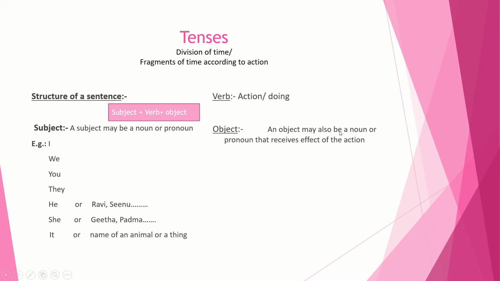An object may also be a noun or pronoun that receives effect of the action. So effect of the action. It is also a noun or pronoun that receives effect of the action. So ఇక్కడ ఆబ్జెక్ట్ అంటే ఏంటి? ఇది కూడా నౌన్ కావచ్చు, ప్రనౌన్ కావచ్చు. కాకపోతే పని ప్రభావాన్ని ఏదైతే ఏ ఆబ్జెక్ట్, ఏ నౌన్ కానీ ఏ ప్రనౌన్ అయితే రిసీవ్ చేసుకుంటుందో అదే ఇక్కడ ఆబ్జెక్ట్ అవుతుంది.